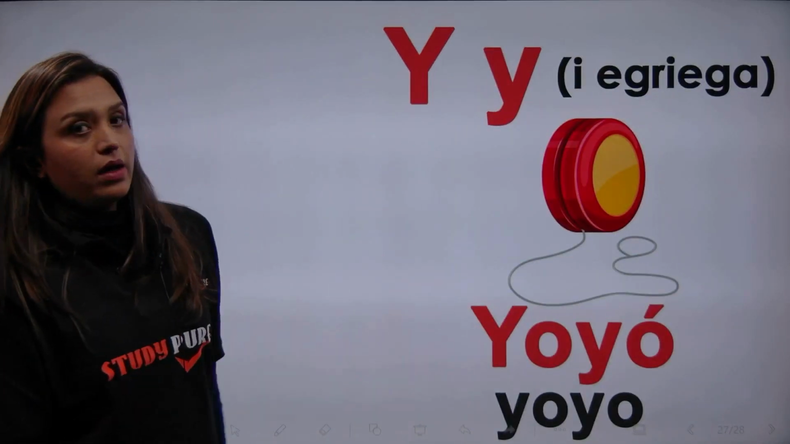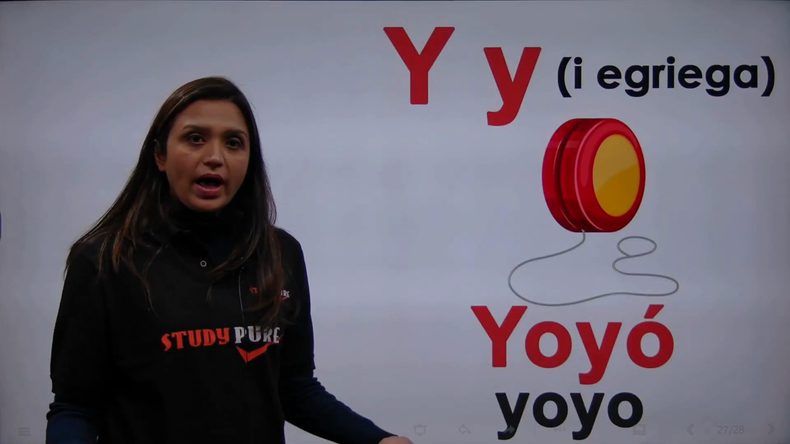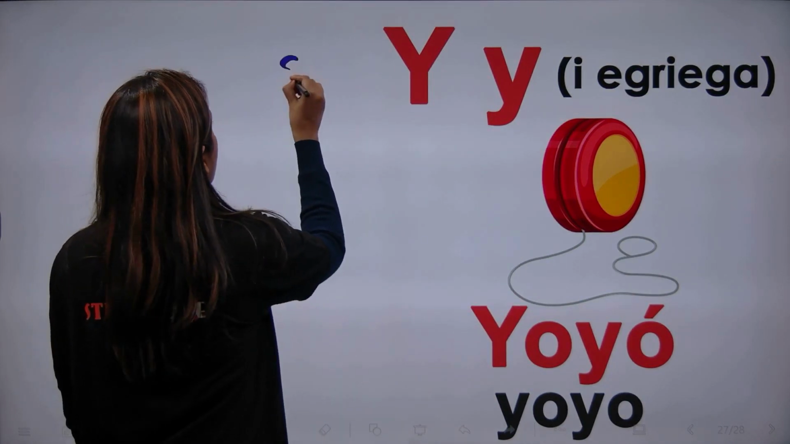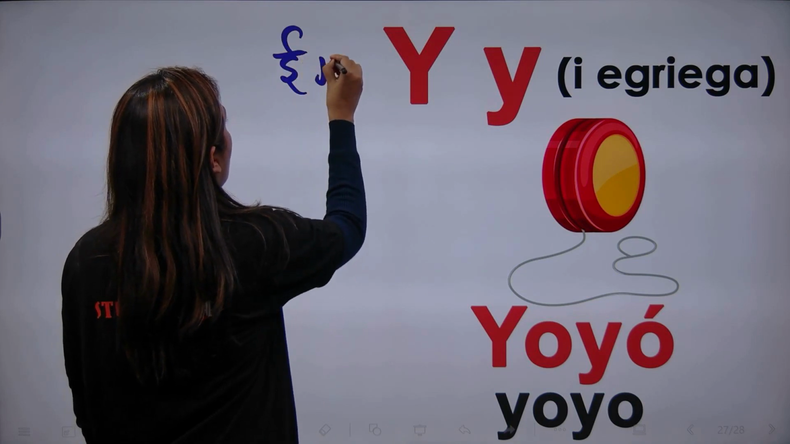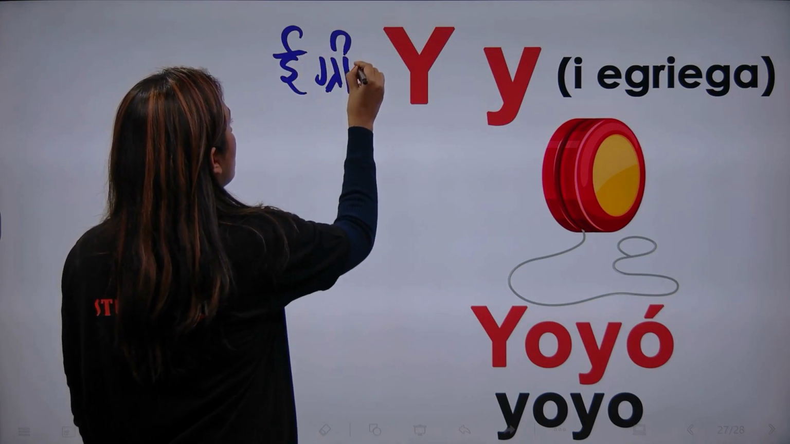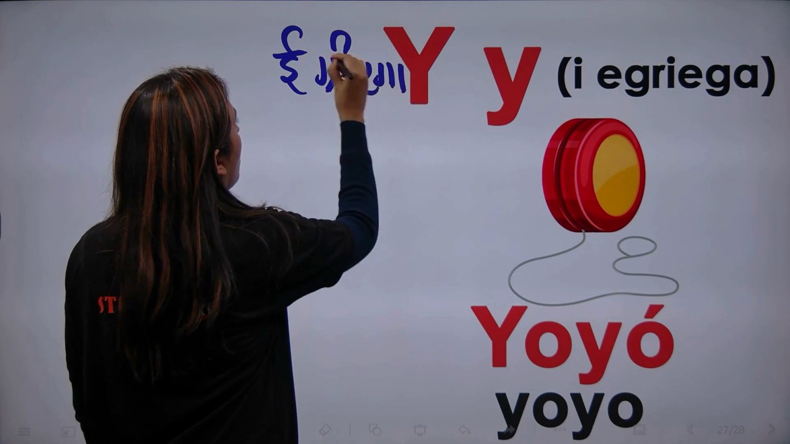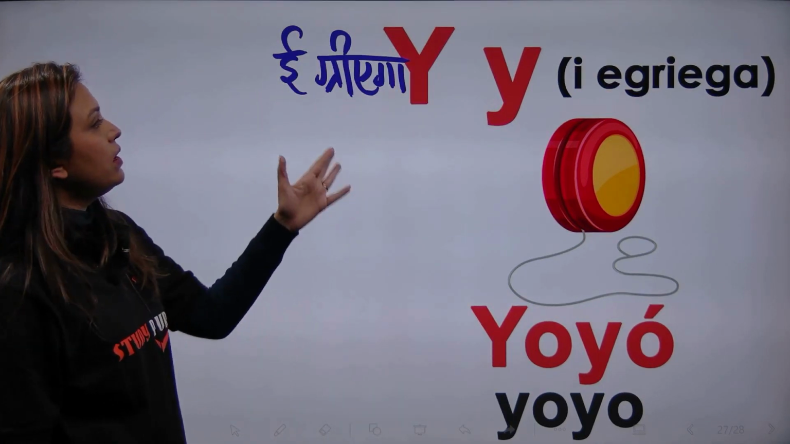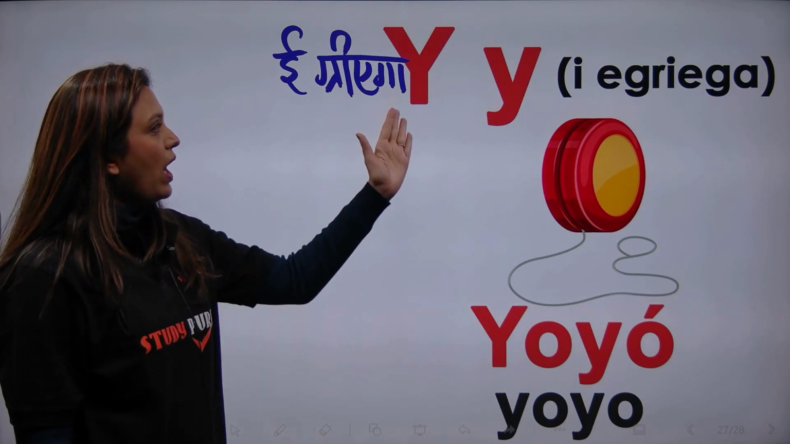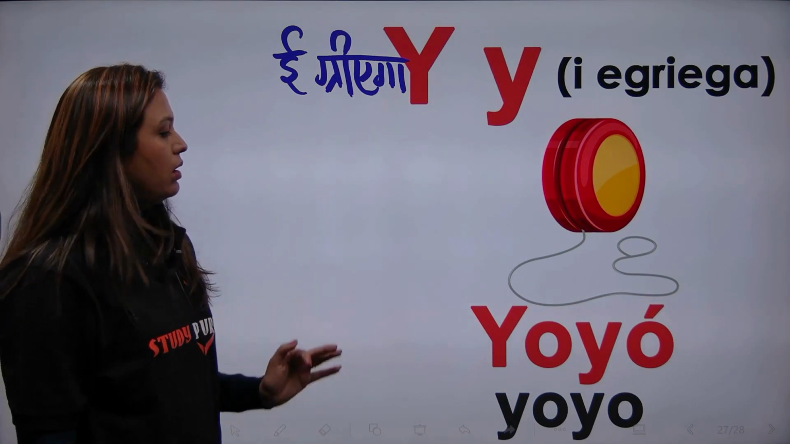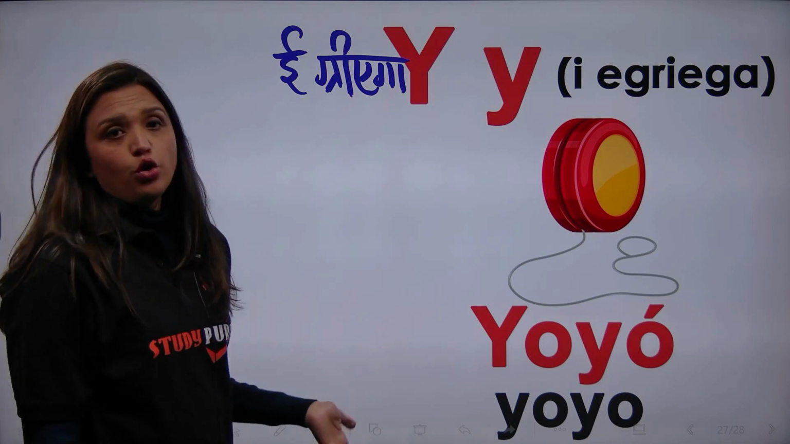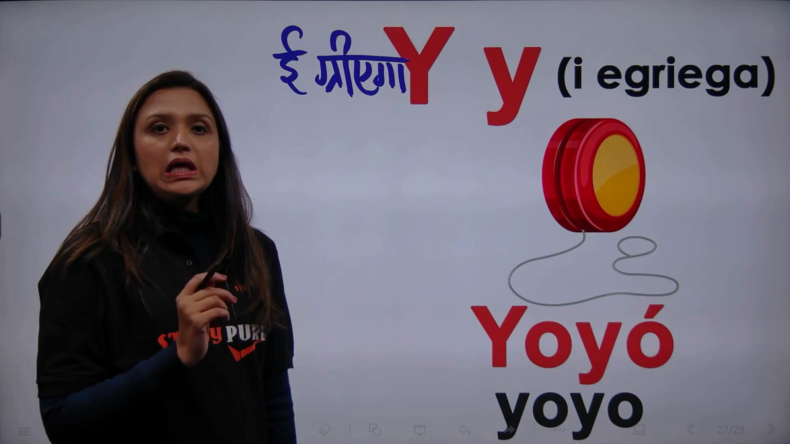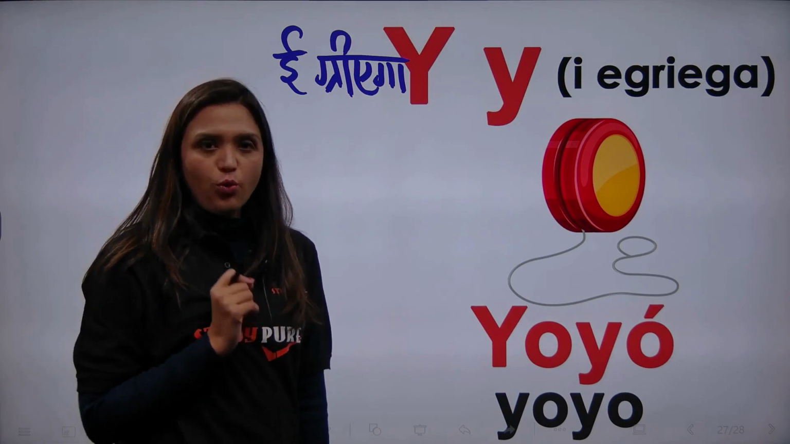How about a Y? What do we call a Y in Spanish? Y is i griega. I griega. That's a Y in Spanish. Y is for yo-yo. Yo-yo is a yo-yo in Spanish. Yo-yo. Y. That's the sound of Y.